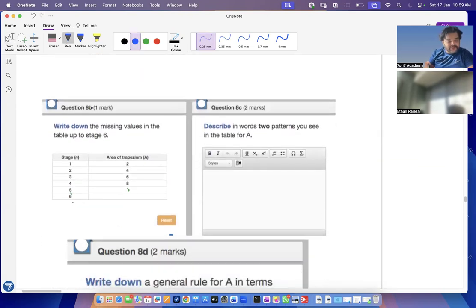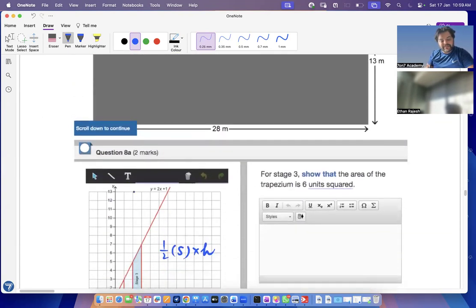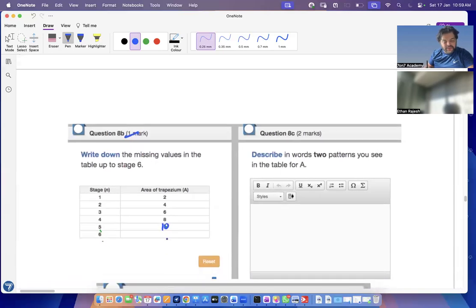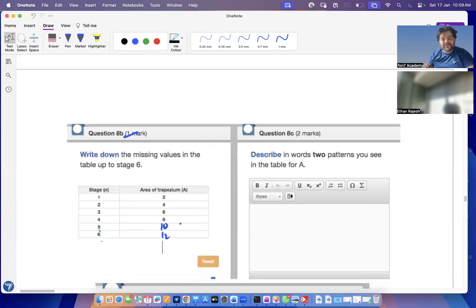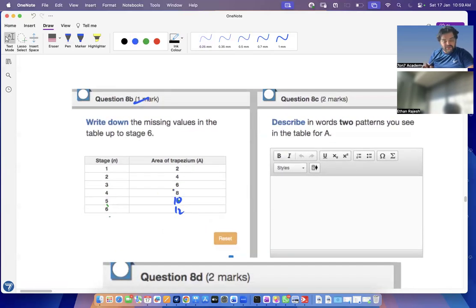So the missing term is 1 mark. By looking at the pattern, you can analyze what to write. It increases by 2, increases by 2, increases by 2. So you have to write 10 here, and then 12 here as well. Then: describe in words the pattern you notice. How will you describe the pattern in words? Sir, it's increasing by 2 every time. No, this is not appropriate mathematical language to write.